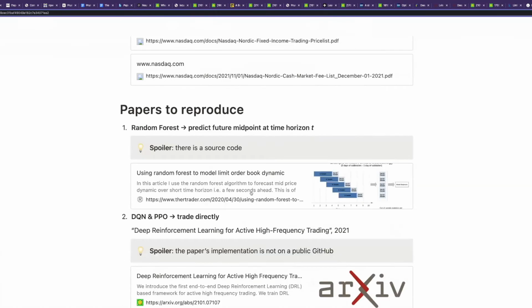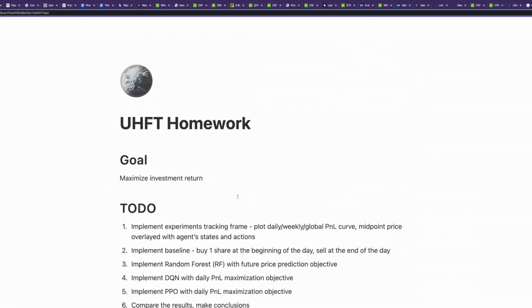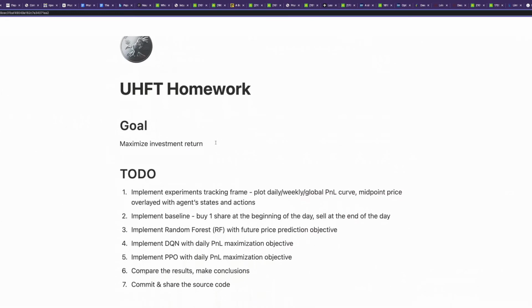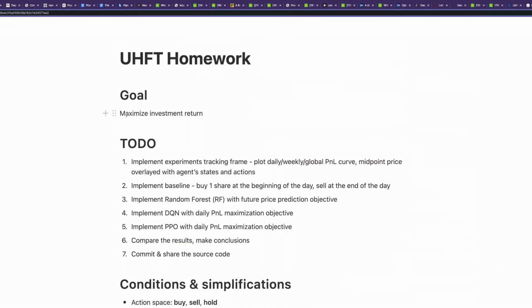Now I will go section by section through your homework so that you have a clear understanding of what you have to do. First is the goal. The goal is simple and difficult simultaneously. Simple because it is simple to formalize. We have to maximize investment return. It means we took to the exchange X of money, and we want to end up with a top multiplier per X money back.